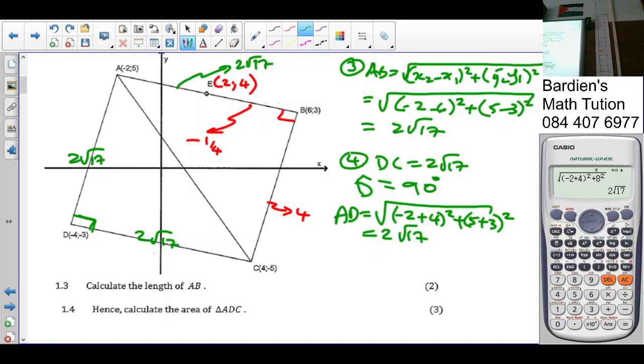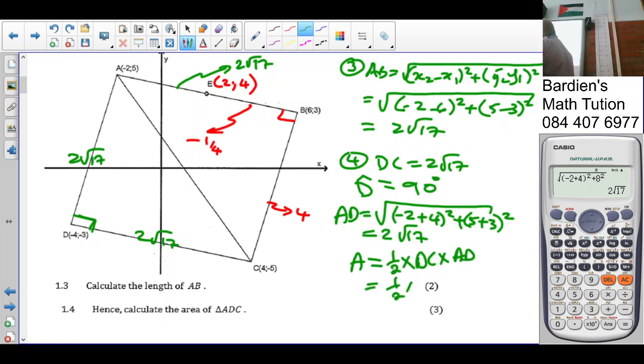Okay. So, have I answered the question? No. So, what is the area of this triangle? So, half base, which is DC, times height, which is AD. Again, you don't have to write the step now. So, it's going to be half times 2 root 17 times 2 root 17. Root 17 times root 17 is 17. Times 2 is going to give you 34 square units. Is that correct?